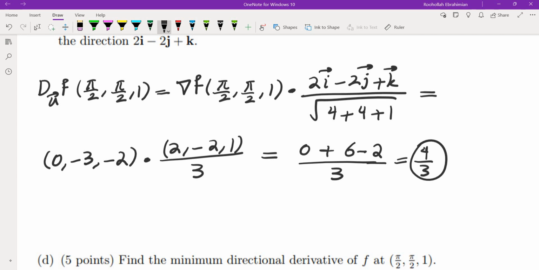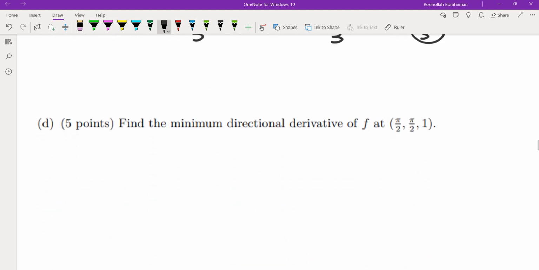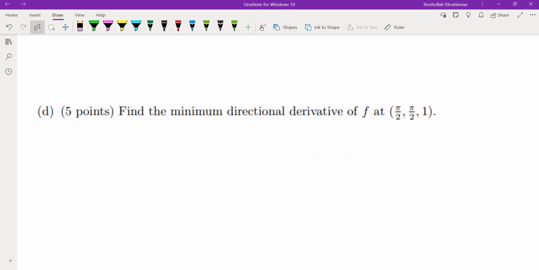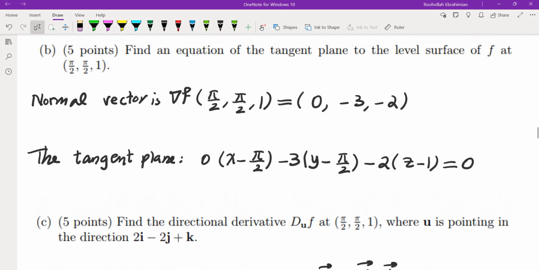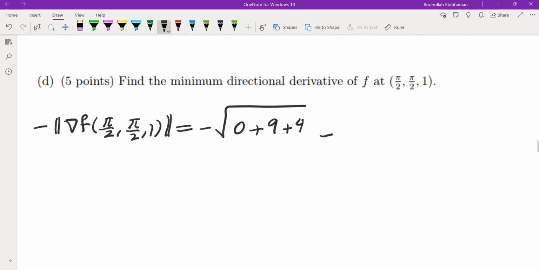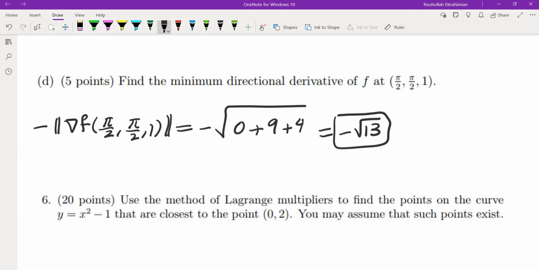Okay, so the next part of the problem is asking you to find the minimum directional derivative at that point. The minimum directional derivative is minus the magnitude of the gradient at the given point. So all we have to do is find the magnitude of the gradient and then negate that. That would be minus root of 0 plus 9 plus 4. The gradient was found as (0, -3, -2), and that is going to be minus root 13. So that's the answer to this part of the problem.